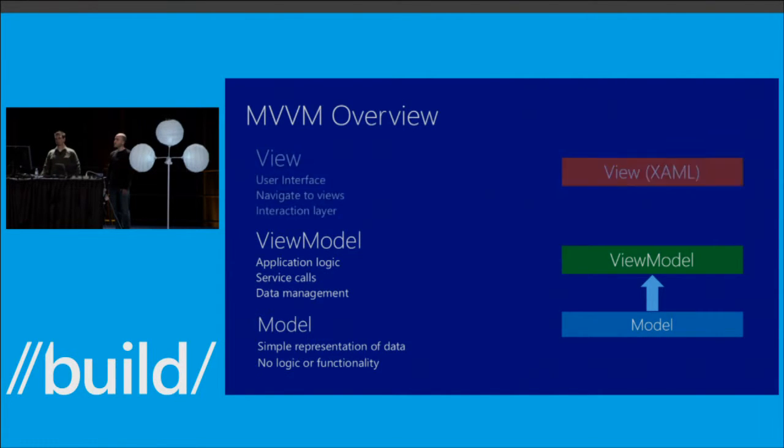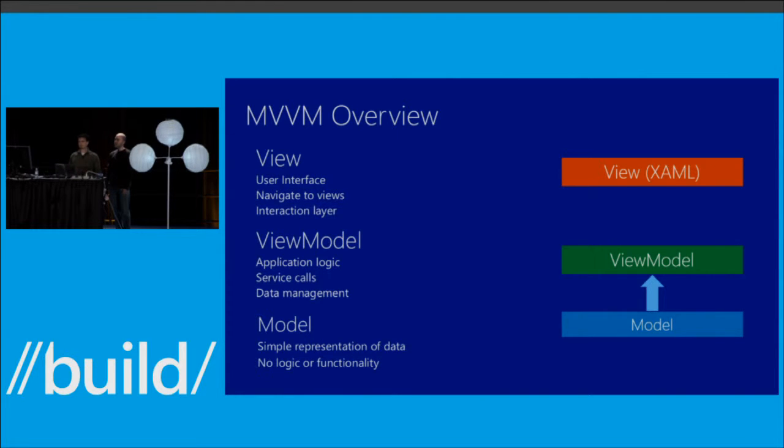And then lastly, we have our view. Now, think of the view as anything that the user sees or interacts with. So the view is going to be all of our controls, all of our buttons. Any interaction is going to happen on the view. We're going to navigate to the view. We never navigate to a view model when we open up our application. All of our interaction layer is going to be living there.